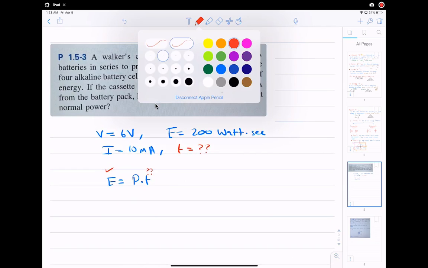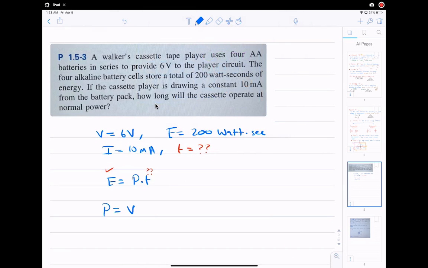So I would go right away and find the power. Now the voltage is 6 volt. The current is 10 milliampere. So it's 60 milliwatt. The unit for power is watt. Now since I know the power and he asked me for the time, I should leave the time on one side and move the power to the other side. How would I do that? Usually if you have two letters that are multiplied, just divide by one of them, and you will move it to the other side. So I will divide over the power.